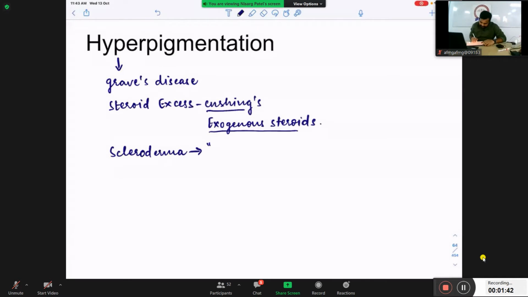In scleroderma, you will see salt and pepper pigmentation.